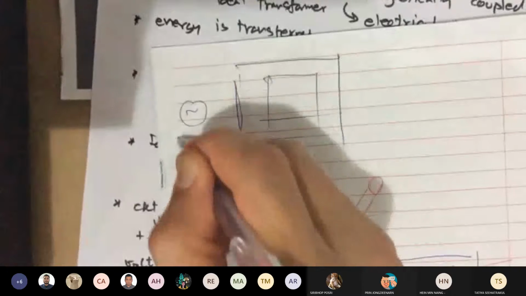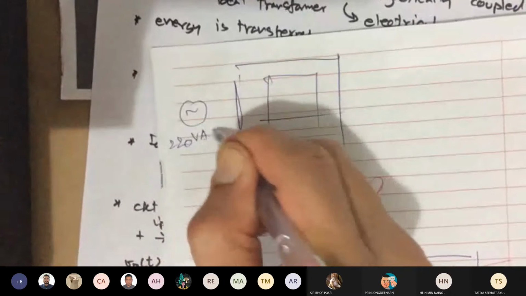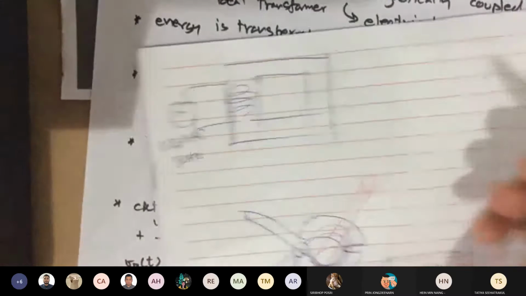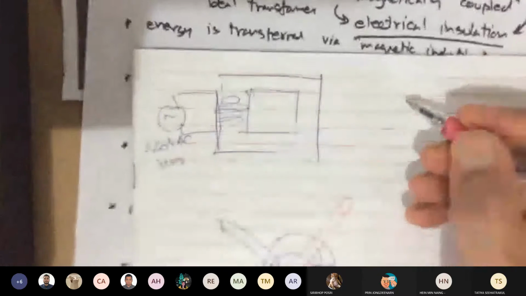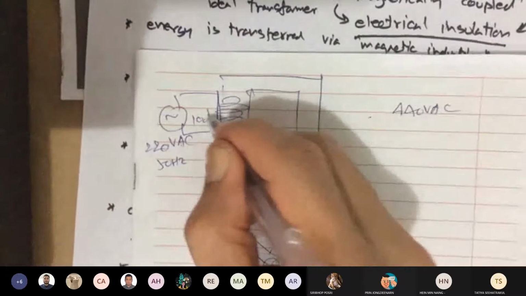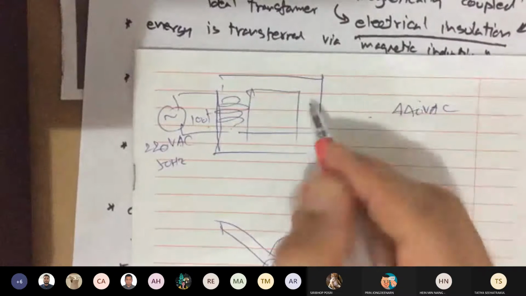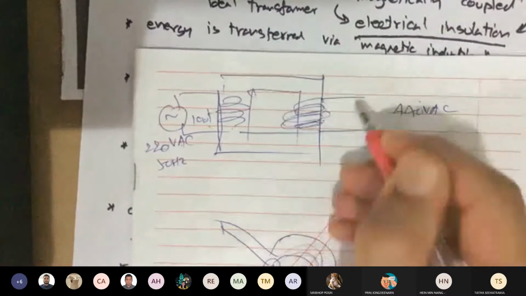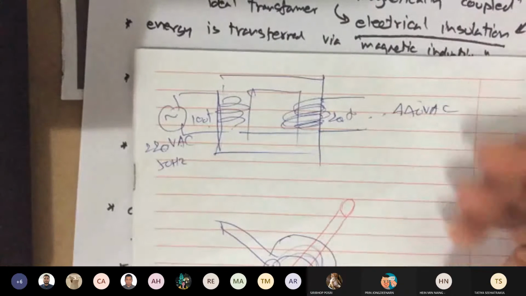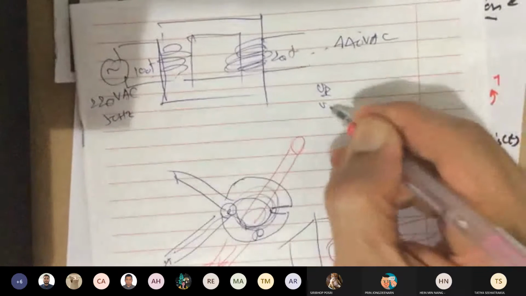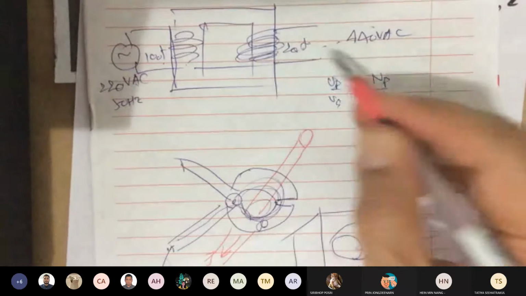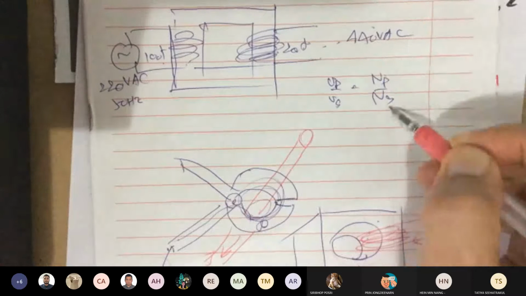If I have a transformer connected to a 220 volt source, 50 hertz, and I want the output to be higher, I want 440 volt. If I have 100 turns, I just basically make this 200 turns. I would get 440. You see the ratio shift. V_P over V_S is N sub P over N sub S. So if the ratio is 1 to 2, it has to be 1 to 2.